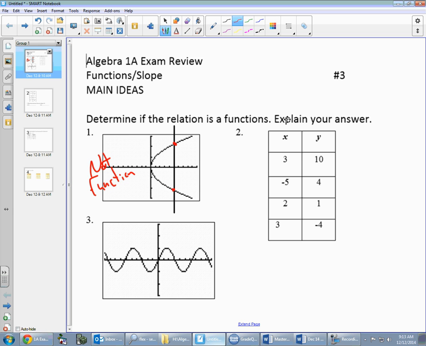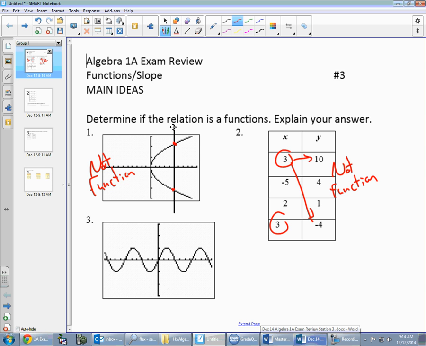This second problem, they give us a table and they say, is this relation a function? Well, it looks to me that 3 repeats, so 3 maps to 10 and to -4, so this is also not a function. You're not allowed to have any x's that go to two different y values.